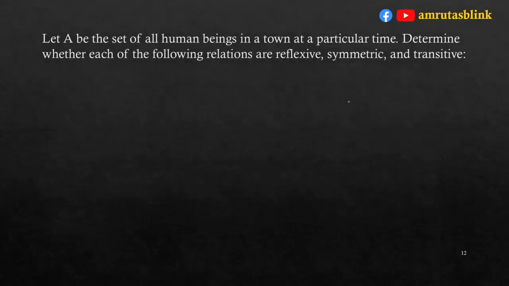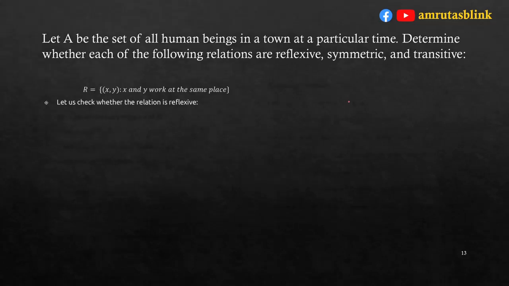Moving to next problem. Let A be the set of all human beings in a town at a particular time. Determine whether each of the following relations are reflexive, symmetric and transitive. R is {(x, y)} such that x and y work at the same place.